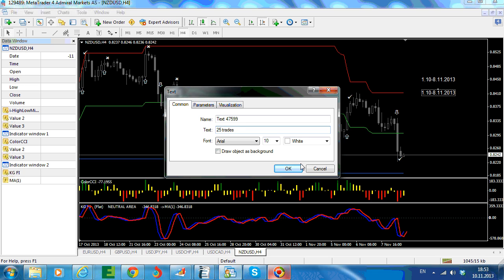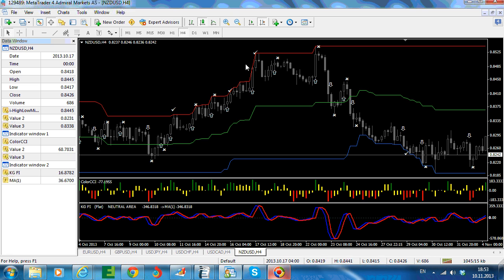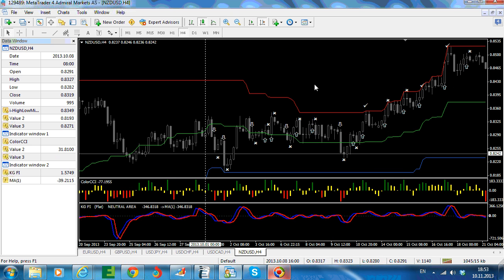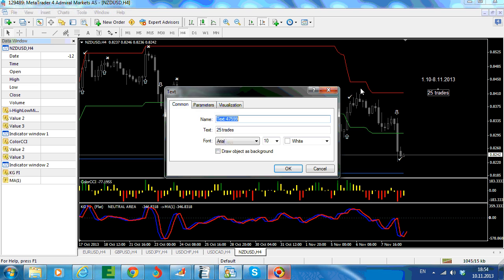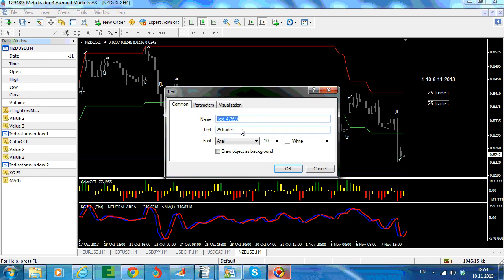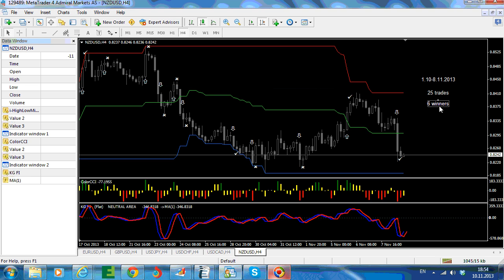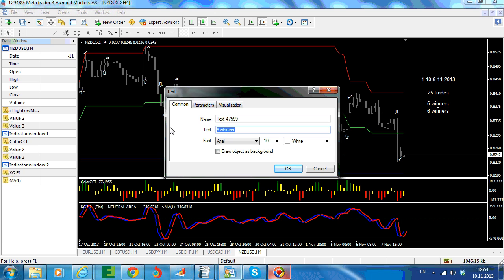out of which 1, 2, 3, 4, 5, 6 expired into the money. So 6 trades expired into the money. Unbelievable. 6 trades, okay? So 6 winners according to the strategy, and 19 losers.